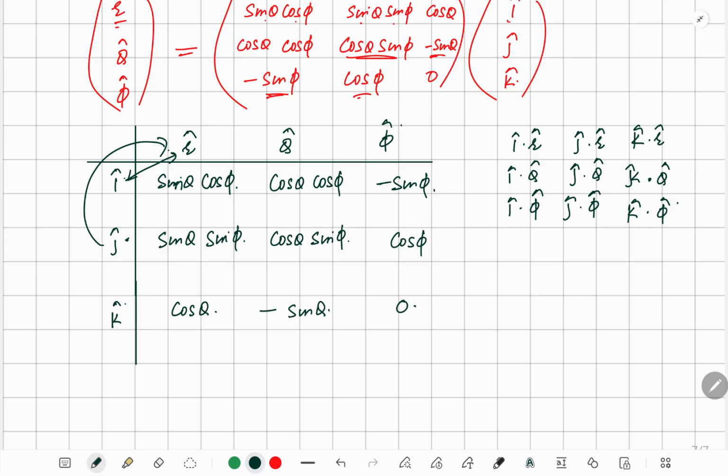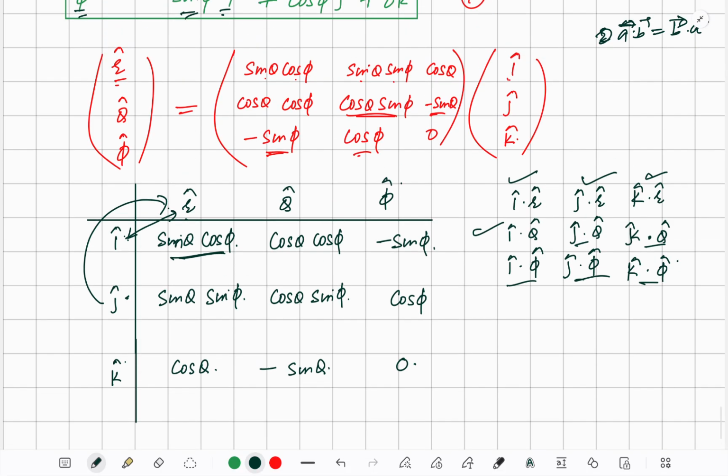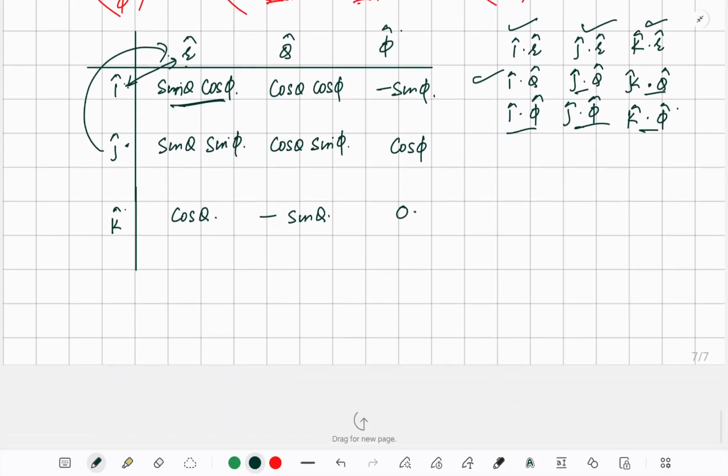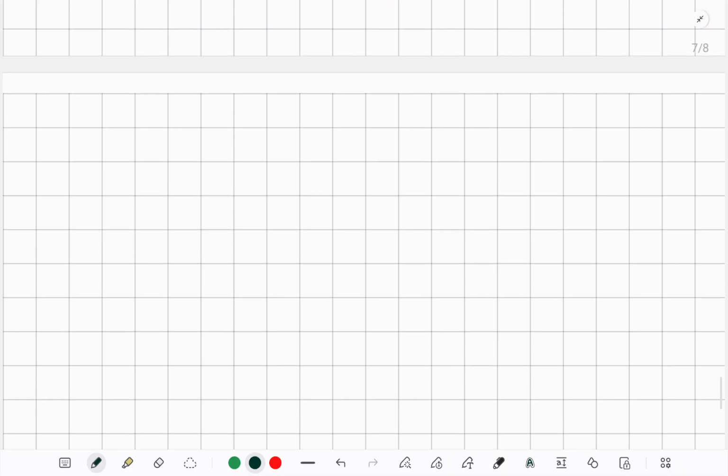This is a very important thing. You can see i cap dot r cap is sine theta cos phi. You can find all these dot products, and you would use these dot products while transforming a vector from Cartesian to spherical, or from spherical to Cartesian. I hope you are able to understand what I am saying. I know it's a bit of mathematics, but I believe it's very simple mathematics. Now I'll tell you how to transform. Let's go with the example.